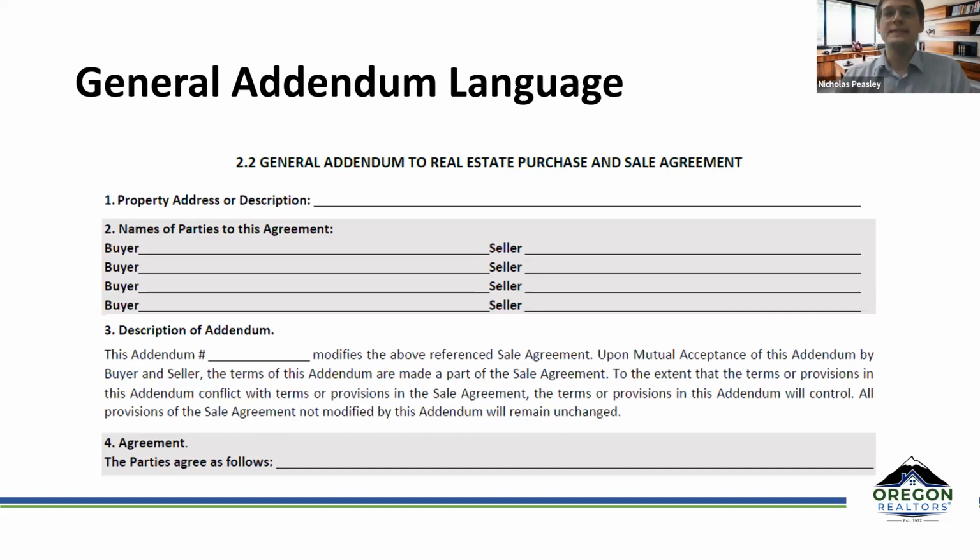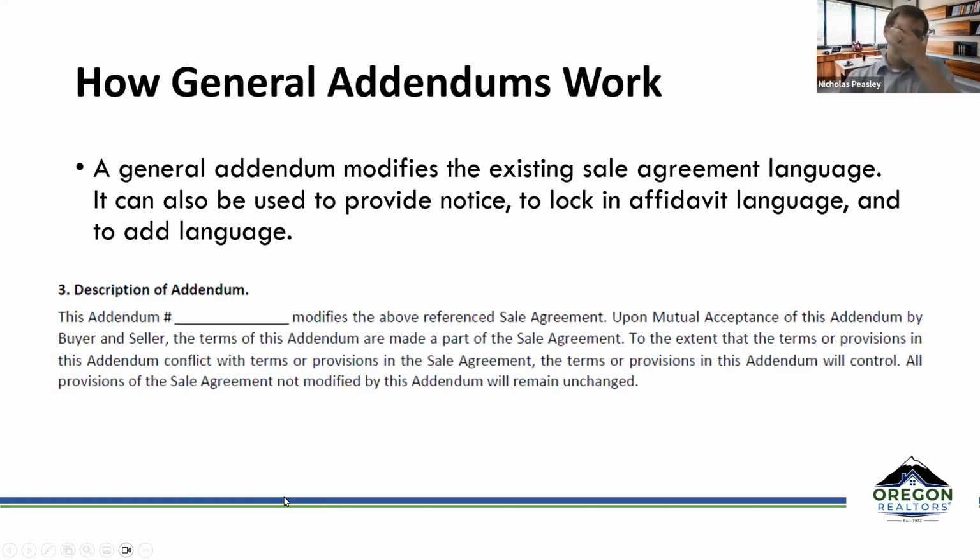You'll note also it has this little fun thing at the bottom. The parties agree as follows. General addendums work as a modification to the existing sales agreement language. It can be used to provide notices, it can be used to lock in affidavit language, and it can be used to add language. All 3 of those are viable uses for a general addendum, and it will get used in all 3 capacities pretty regularly.